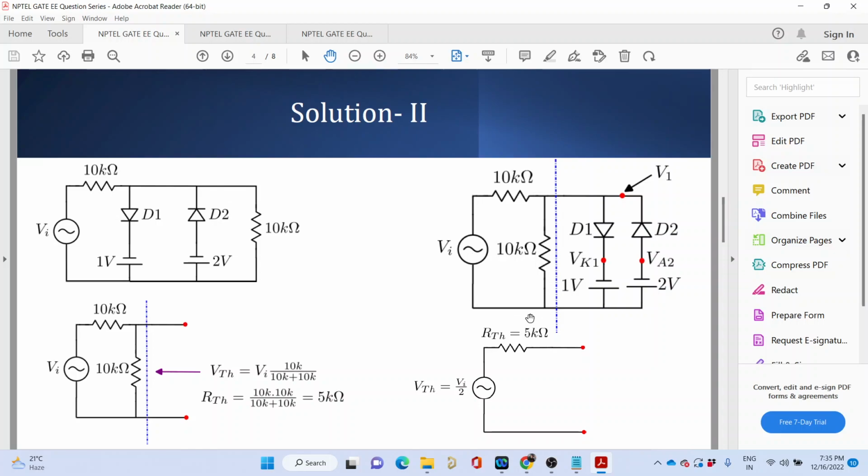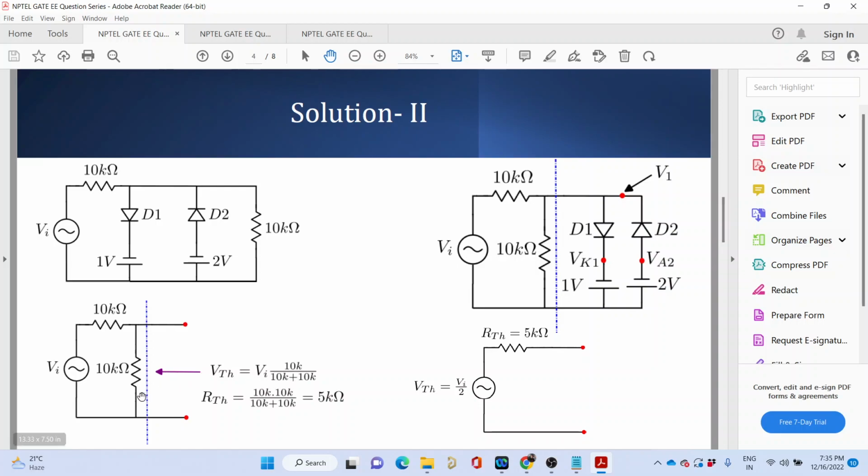So let us do a simple thing, that is, use Thevenin's theorem to see how the circuit would look from these terminals. What is the open circuit voltage across this? That is Vi by 2, right? There is 10 kilo ohm and 10 kilo ohm, so if you do potential division, it is Vi by 2 across these two terminals. So the Thevenin's voltage would be Vi by 2, correct?